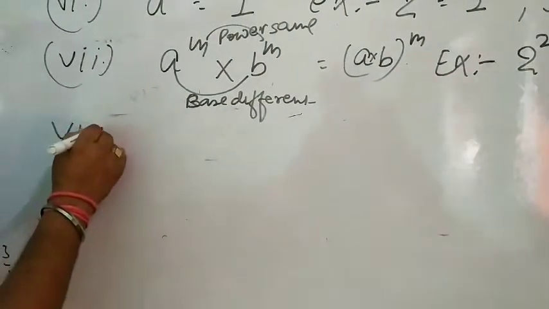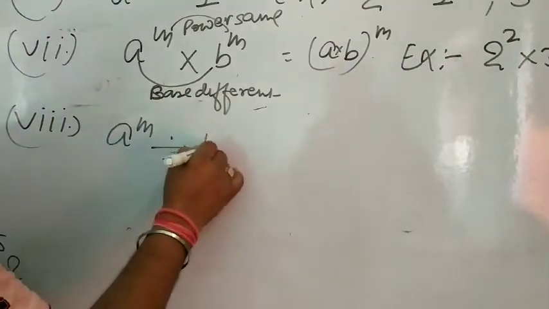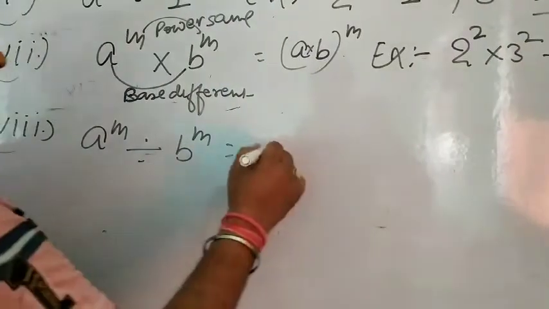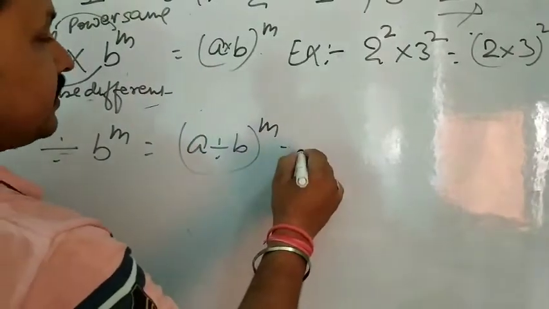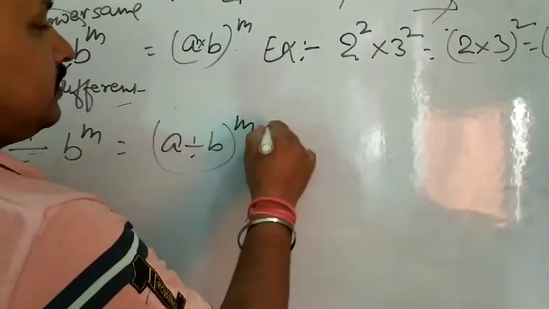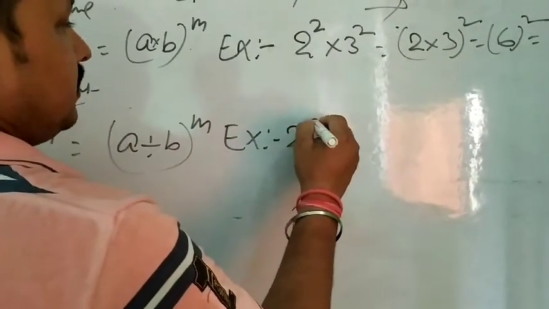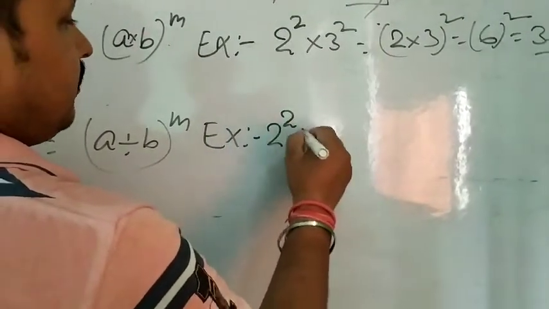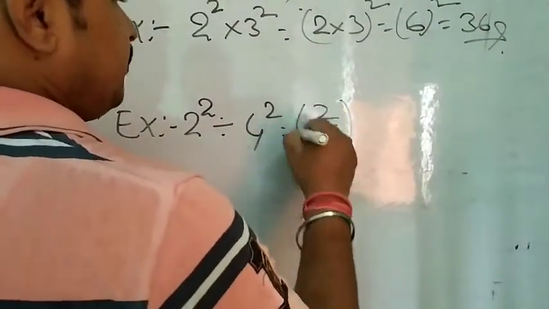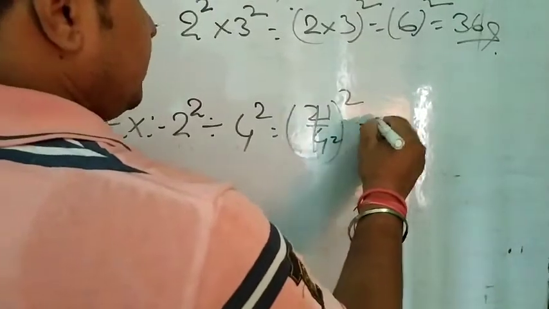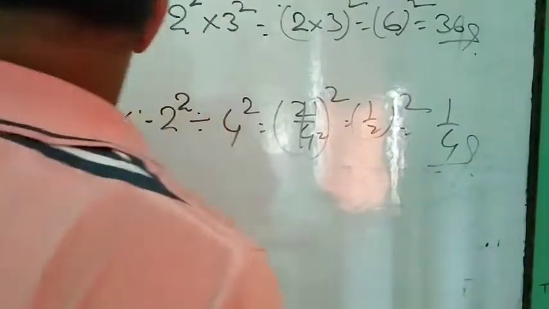Similarly in the division form, a to the power m divided by b to the power m means a divided by b, whole to the power m. For example, 2 to the power 2 divided by 4 to the power 2 means 2 by 4 to the power 2, that means 1 by 2 to the power 2, that means 1 by 4, and that's your answer.